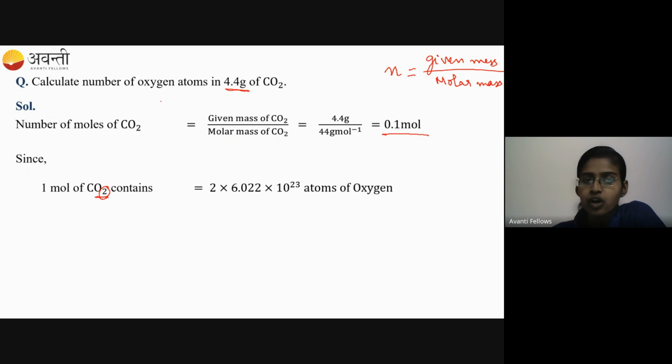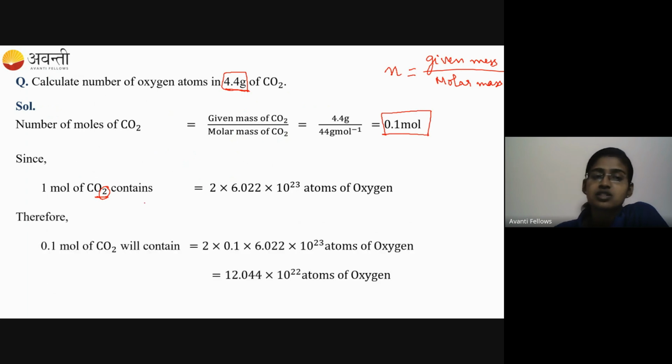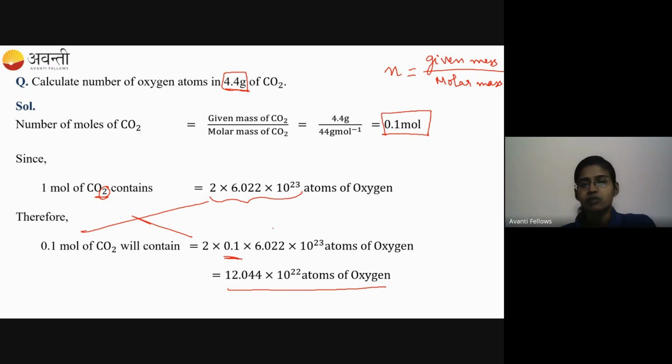Now, for this given mass, the number of moles is 0.1. So 0.1 mole of carbon dioxide contains how many oxygen atoms? Just cross multiply. Already 2 into Avogadro number is there, into 0.1. You need to cross multiply and you will get the answer. So what we are getting? We are getting 12.044 into 10 power 22 atoms of oxygen. So these many oxygen atoms are present in 4.4 gram of carbon dioxide.